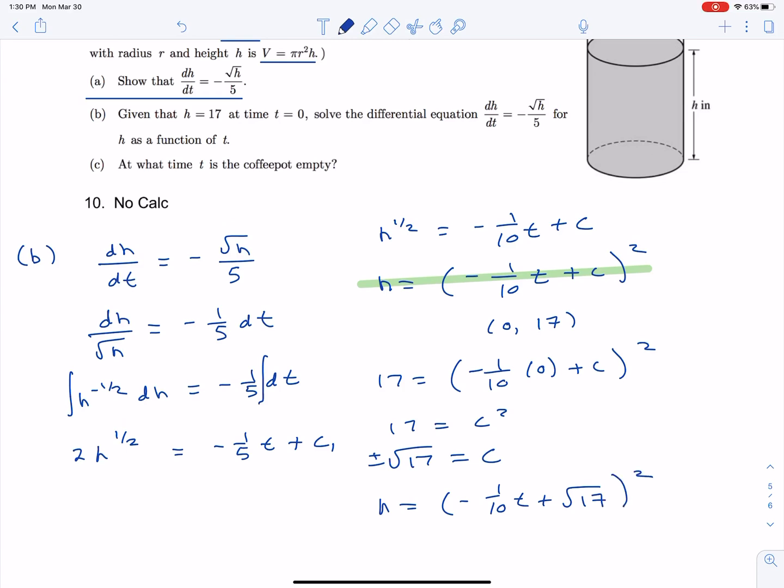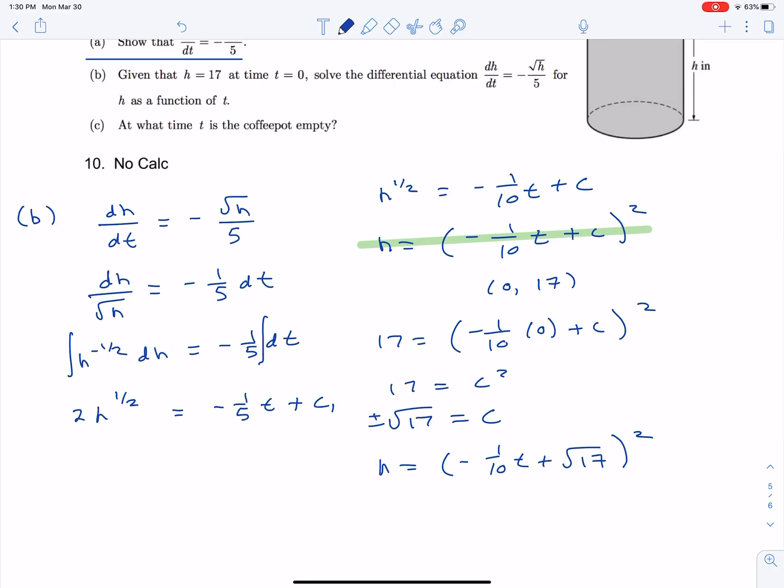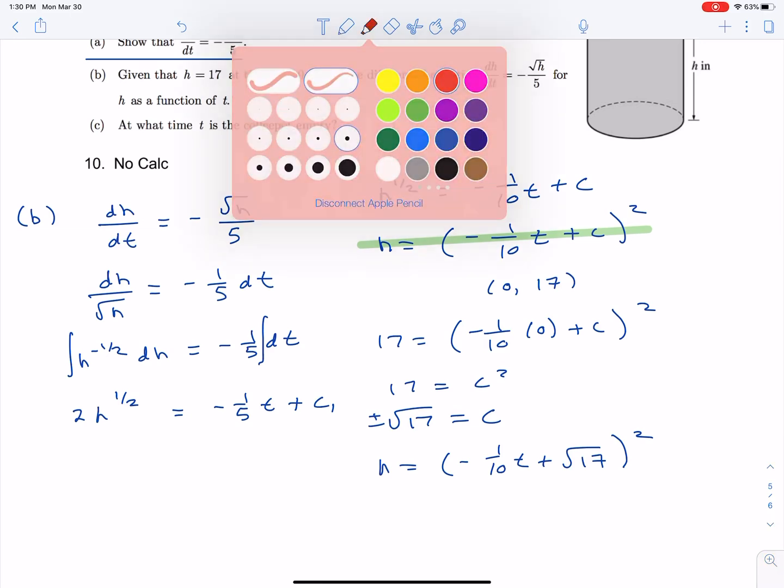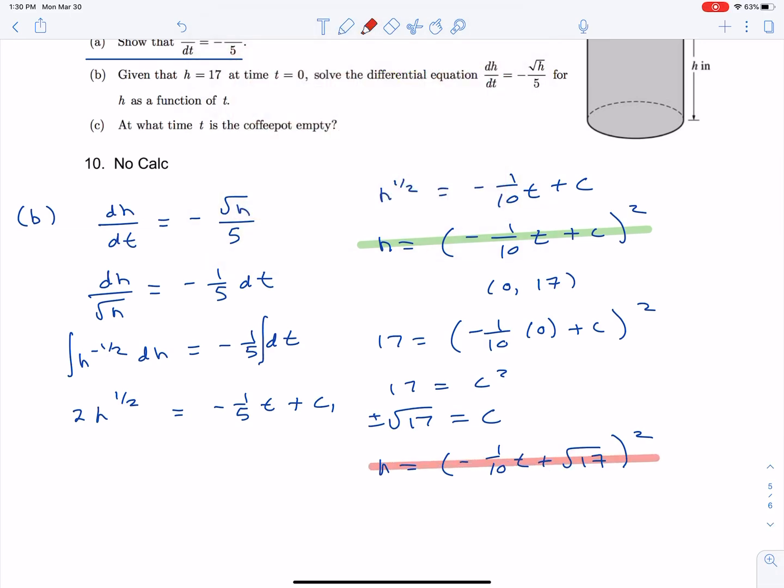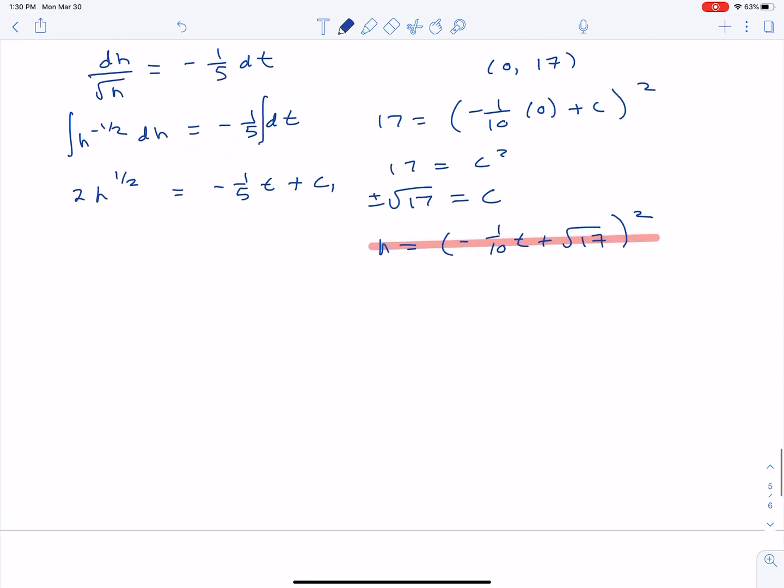Okay? Finally, letter C. At what time is the coffee pot empty? When is there 0 coffee in the coffee pot? So what we're going to do is take the function that we just created, this one, and set h equal to 0. I'm going to say 0 equals this stuff, and I'm going to solve for t.